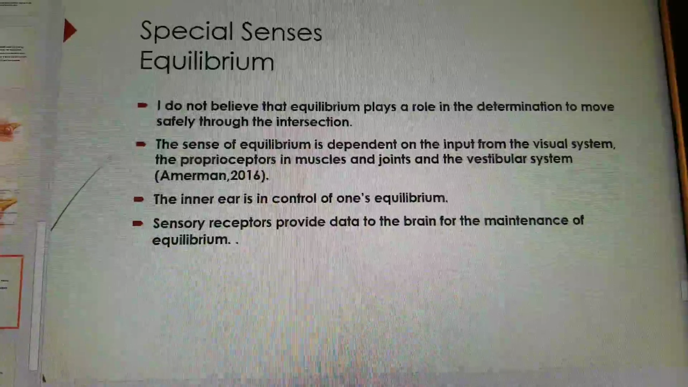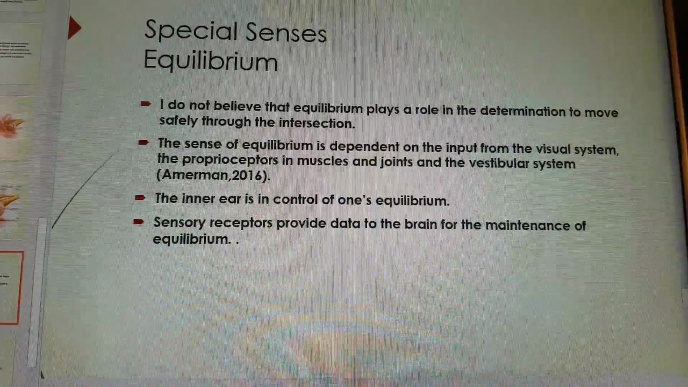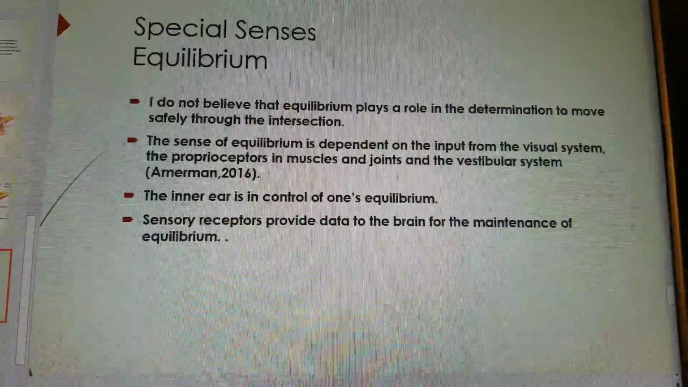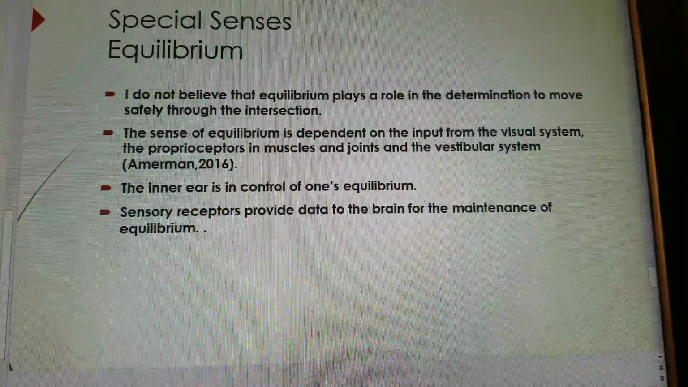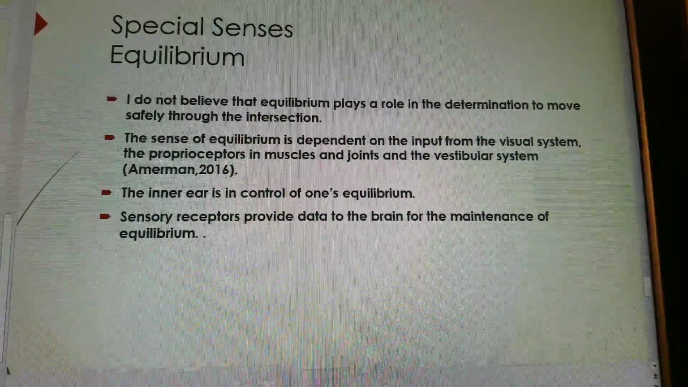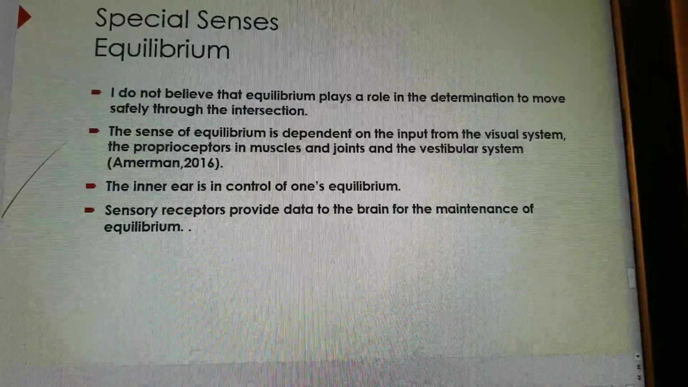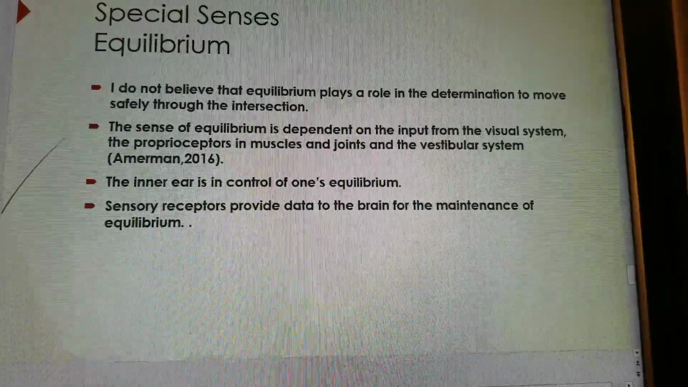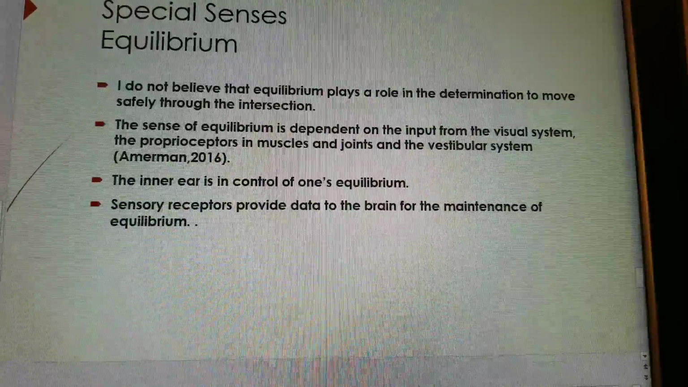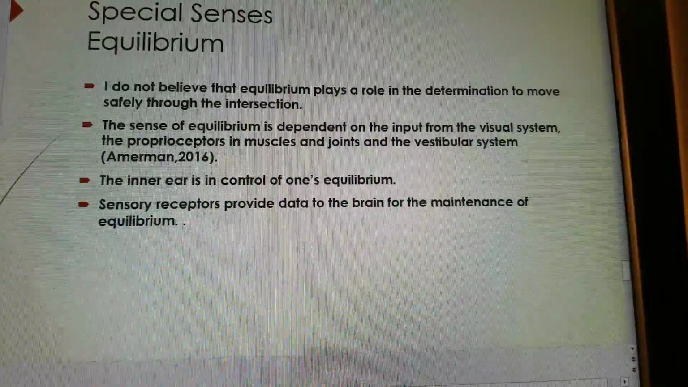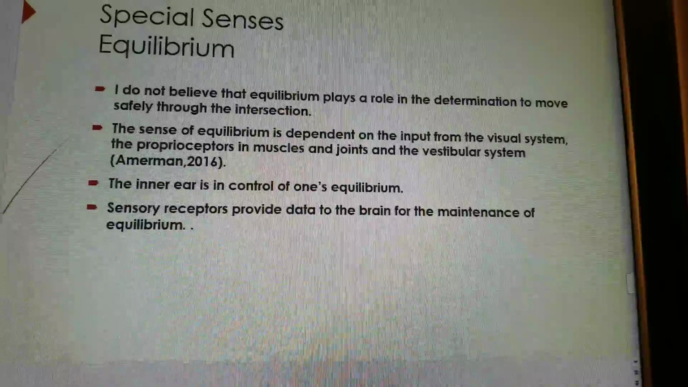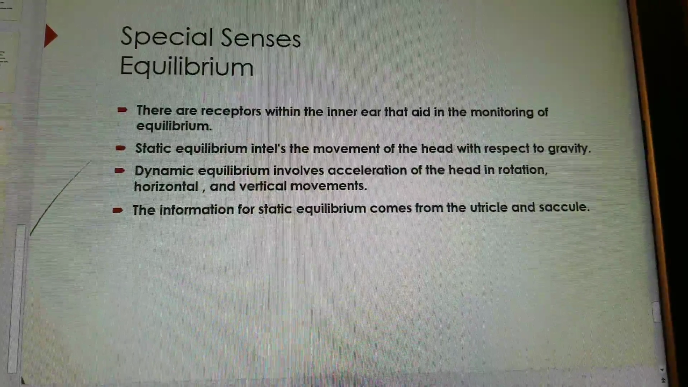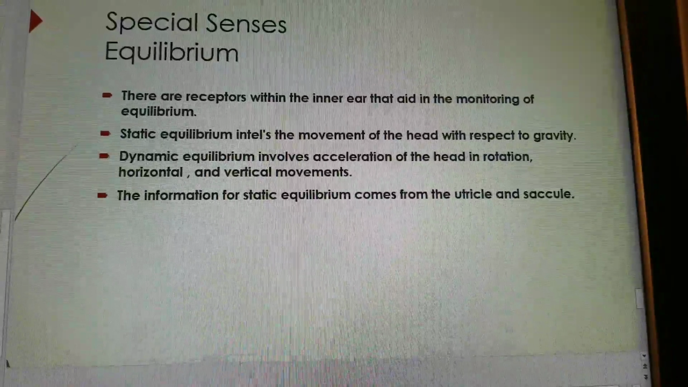I do not believe that equilibrium plays a role in the determination to move safely through the intersection. The sense of equilibrium is dependent on the input from the visual system, the proprioceptors in muscles and joints, and the vestibular system. The inner ear is in control of one's equilibrium. Sensory receptors provide data to the brain for the maintenance of equilibrium. There are receptors within the inner ear that aid in the monitoring of equilibrium.